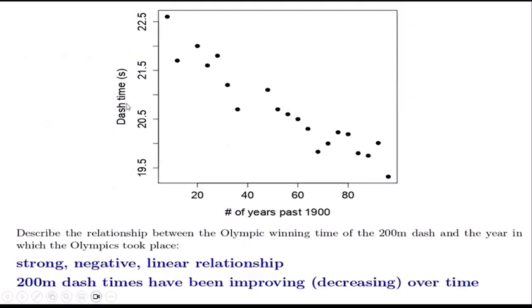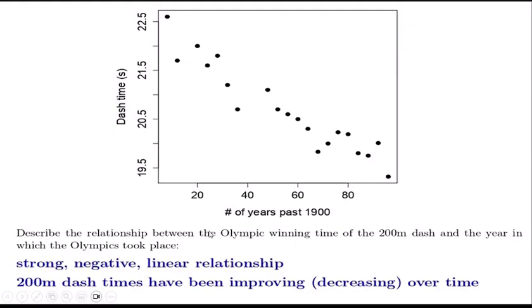As you can see right now, in the vertical axis we have the dash time, and in the horizontal axis we have the number of years past 1900. This is a scatter plot. I told you in class on Monday that the direction of this plot is negative, and it's strong because the majority of the points are very close to the line of best fit, which I call a straight line.